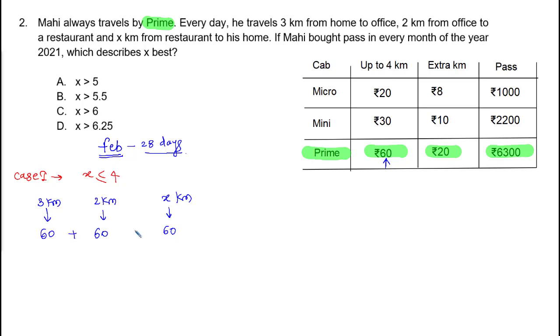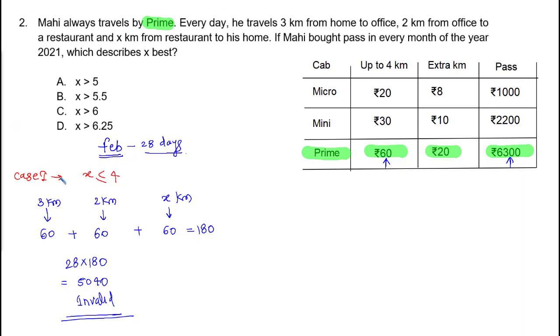So the total charge is how much? 180 rupees every day. We are talking about the month Feb, so 28 into 180 is equal to 5040. So if the value of X is less than or equal to 4, his monthly expense for Feb is 5040, and the pass costs 6300 rupees. So definitely he will not purchase the pass in Feb if X is less than or equal to 4. It contradicts the question, because the question says that in every month he purchased the pass. So this case is invalid, everyone.